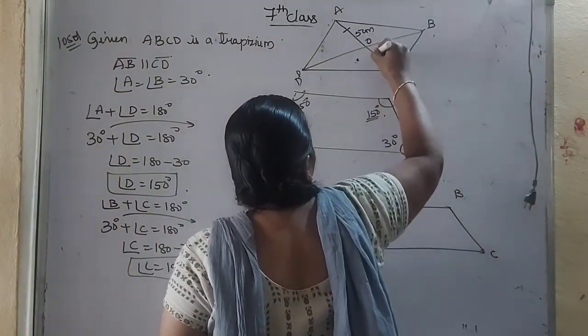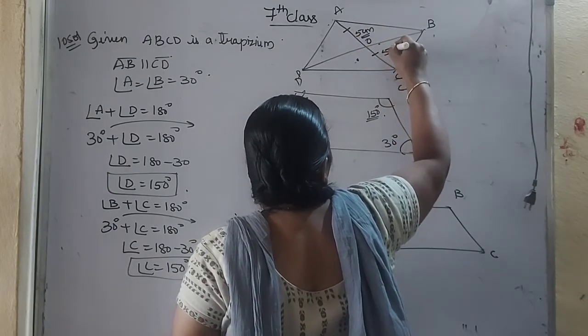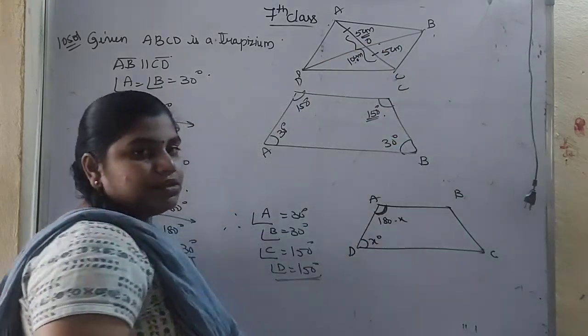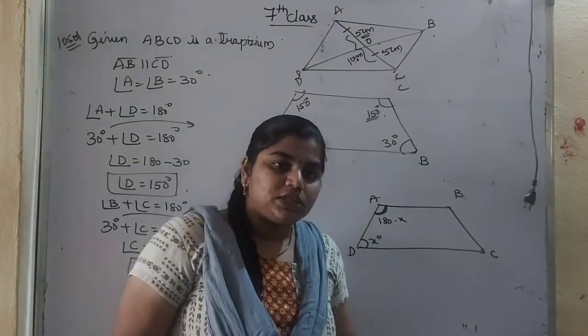So we know that in a parallelogram the diagonals bisect each other. That means if it is 5 centimeters here, here also it will be 5. The total length will be equal to 10 centimeters. So we got it as 10 centimeters. The fifth answer is 10 centimeters.